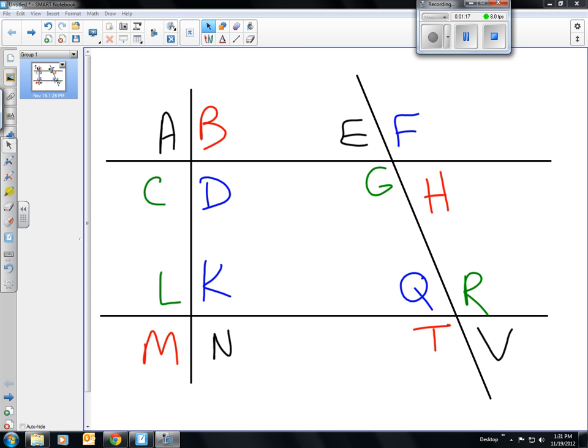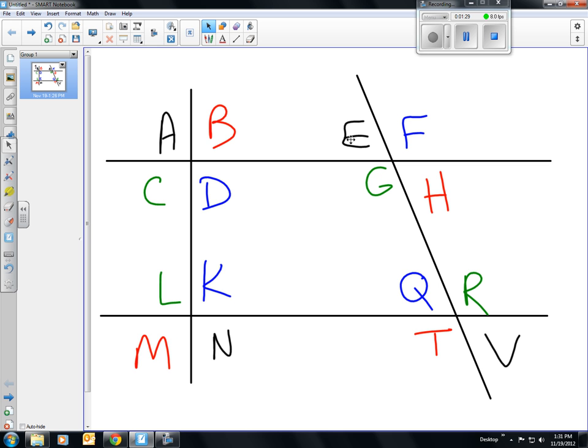Number 3 says find 3 pairs of alternate exterior angles. So you could say EV, you could say TF, you could say BM, or AN, or LV, or RM. You could also say FC, or AH.